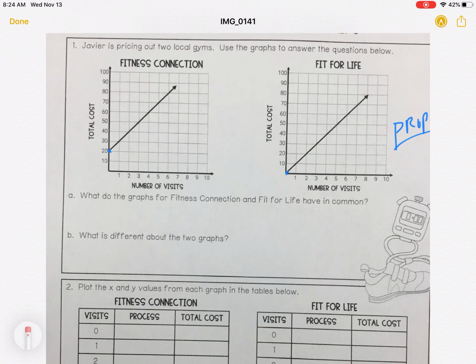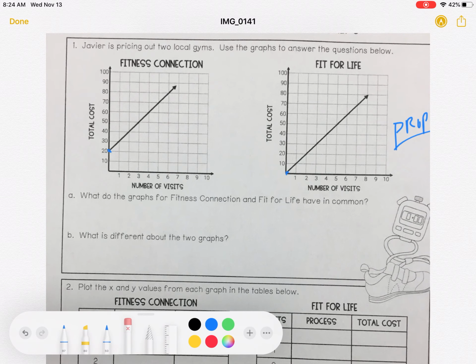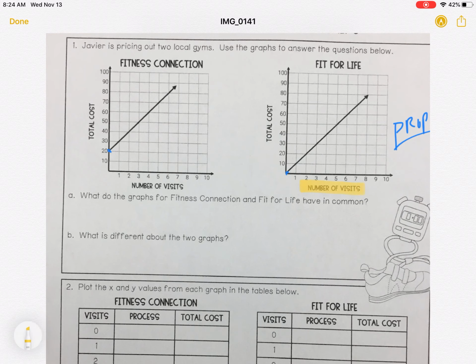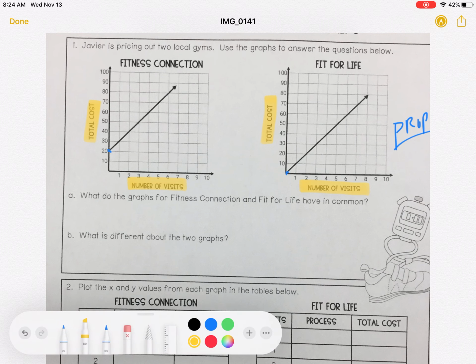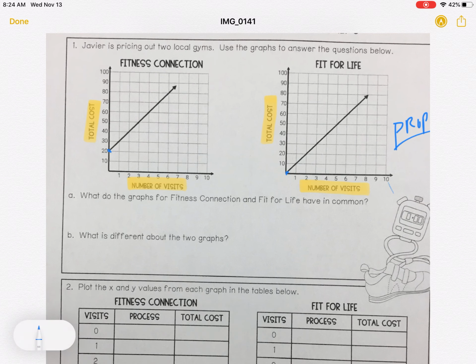What do the graphs for Fitness Connection and Fit for Life have in common? Well, they both have number of visits, and they both have total cost. Number of visits is the x-axis, and total cost is the y-axis. You need to make sure you know what your y-axis units are and what your x-axis units are. Okay, what do the graphs have in common? That is what they have in common.